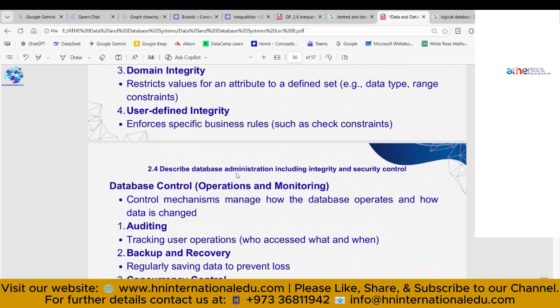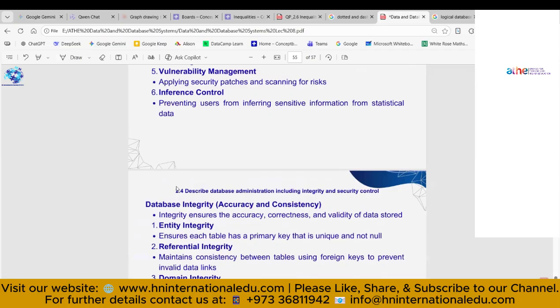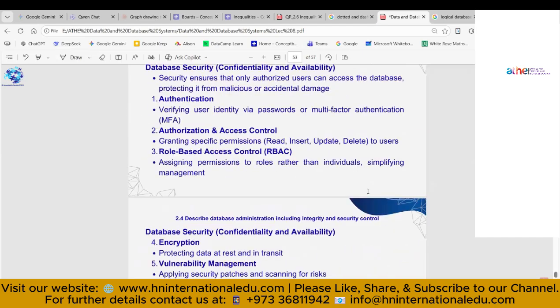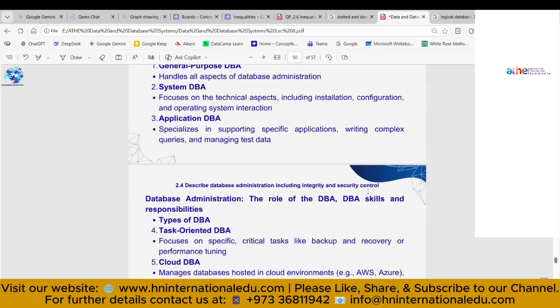So that was about section number 2, which is fully completed today. And we discussed the database administration, including integrity and security control, transaction properties, and everything.